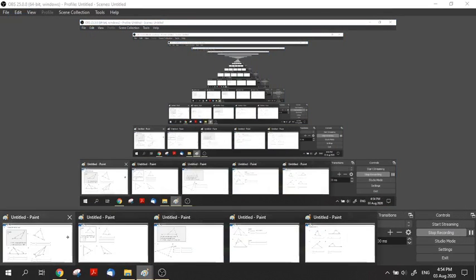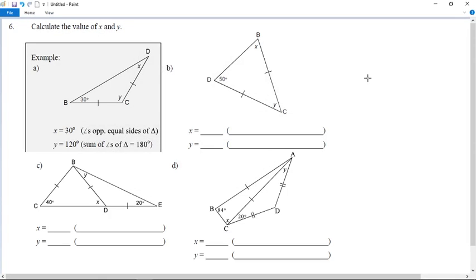And now let's look again at the next question. Okay, this one's a little bit more interesting. It says calculate the value of x and y. And look, can you see here? It gives you the value of x, and then it gives you a reason. So in all of these, the answer goes over here and the reason goes over there.